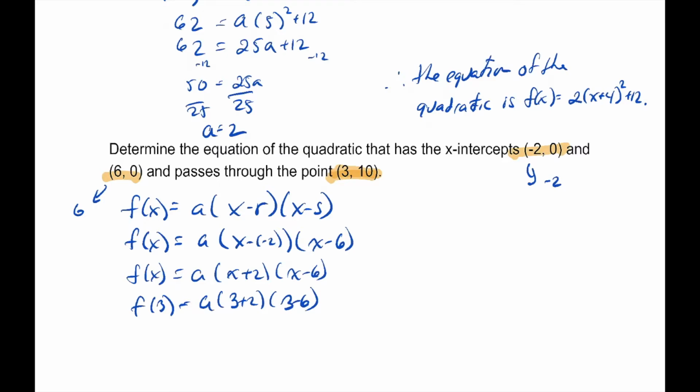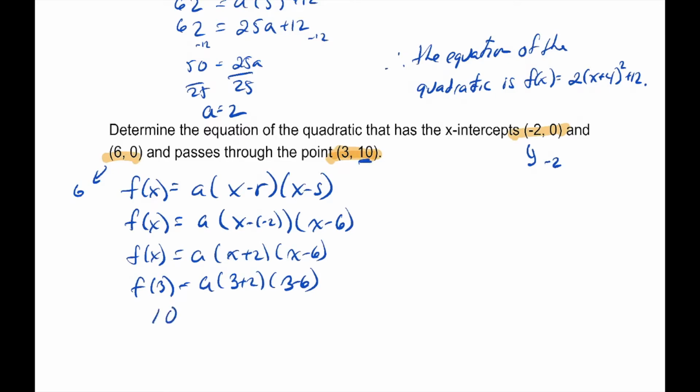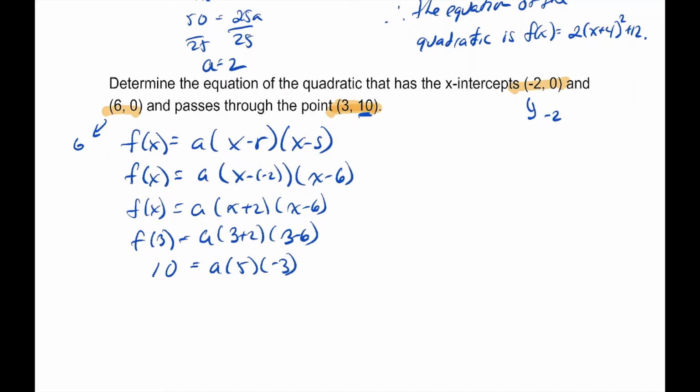And what's f of 3? In other words, what's the answer to our function when x is 3? Well, that's the y value, so that's going to be 10. It's equal to a times 5 times negative 3. And here we get 10 is equal to negative 15a. Dividing both sides by negative 15, we get a is equal to negative 2/3.